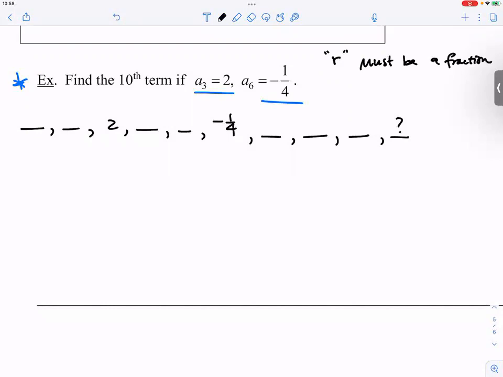Is it negative 1/2? Well, now we can try, just based on what you have. If you guess it's negative 1/2, then 2 times negative 1/2 would be negative 1. Negative 1 times negative 1/2 would be positive 1/2. Positive 1/2 times negative 1/2 would be negative 1/4. Oh, so you guessed it right.